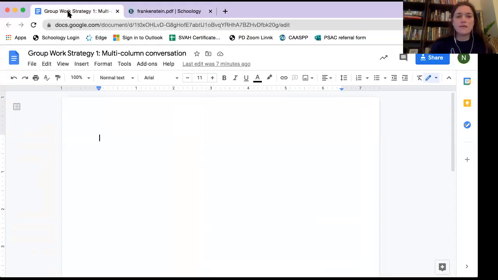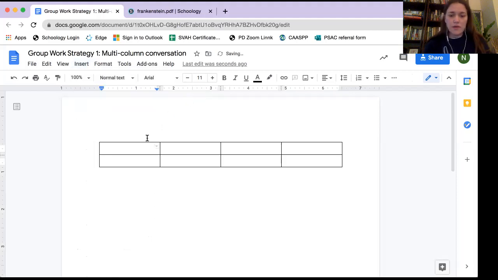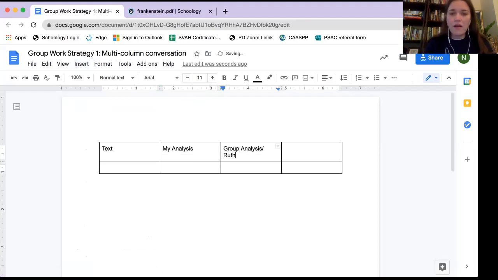So what I would do is in our shared Google Docs, I would create a multi-column table. So I'm just going to insert a table and I'm going to create, let's say, 2 partners. So that's 4, and then I want 2. So I'm going to put text, my analysis, and you can do this one of 2 ways. You can either have one group for group analysis, or you could put the name of each person. So let's say Ruth, my dog, and we'll put my husband Greg here as my partners. So you could do something like that.